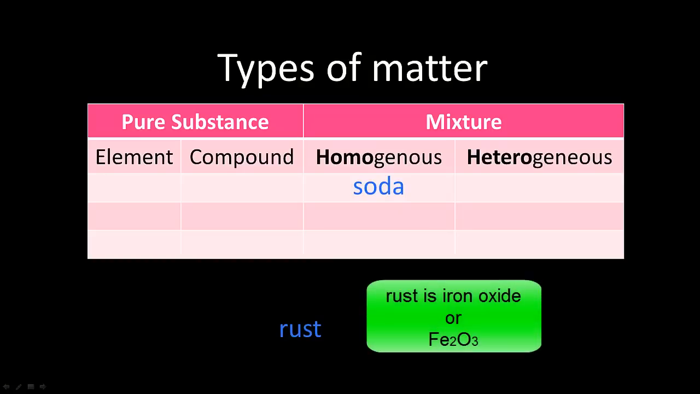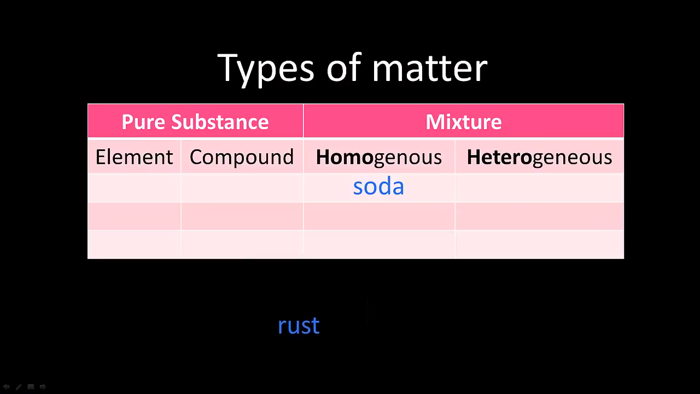Rust. Rust, is it a pure substance or a mixture? We have to ask ourselves, can it be physically separated by filtration or evaporation? Well, you have to know that rust is oxidized metal, and it cannot be separated by filtration or evaporation, so it is a pure substance. And then we have to ask ourselves, is it an element or a compound? Well, if you look on the periodic table, you will not find an element called rust. So it is a compound.